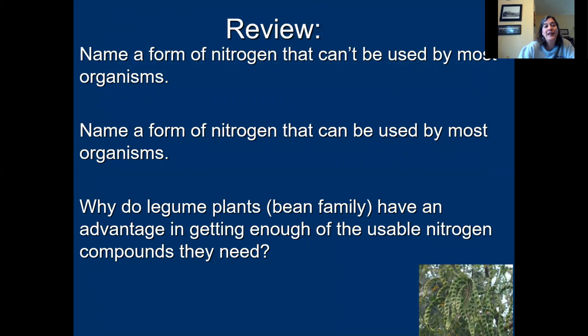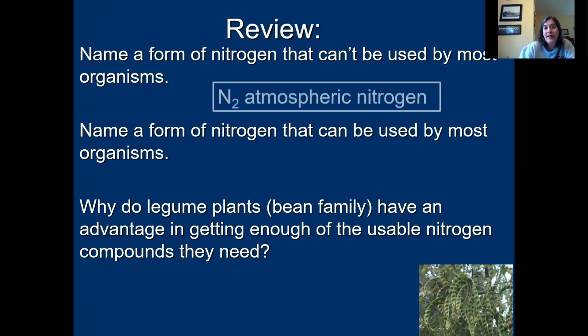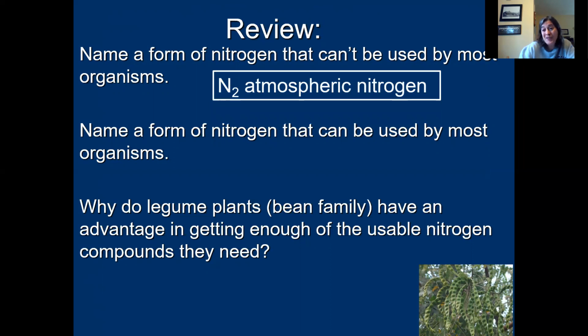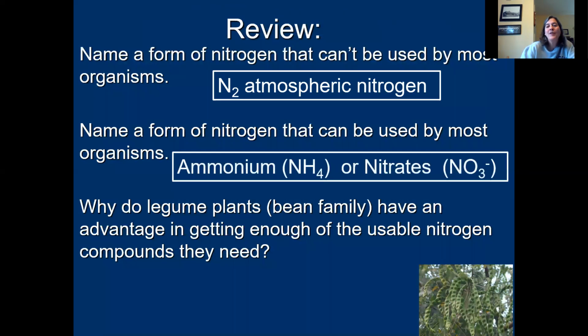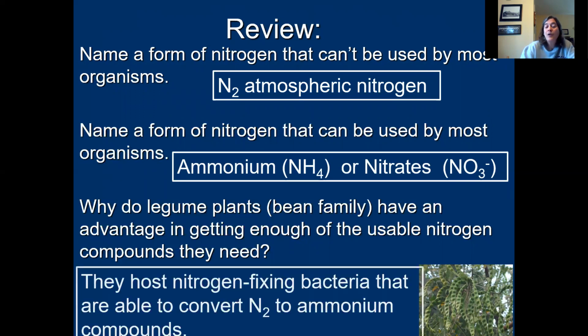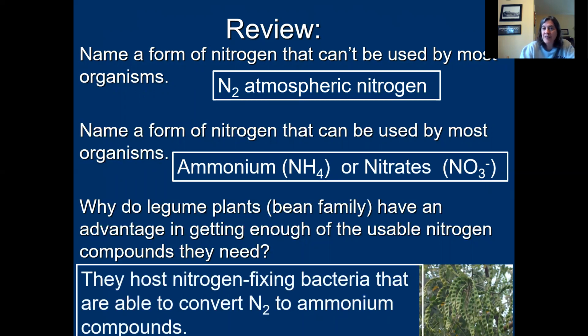So just as a review then, a form of nitrogen that can't be used by most organisms is atmospheric nitrogen, all right? We cannot use it. A form that can be used is ammonium or nitrates. So those can be uptaken by plants. And why legume plants are really good for getting that usable nitrogen is that they host the nitrogen fixing bacteria in those little root nodules. So it's really good to plant legumes in your yard if you want to replenish and put nitrogen back in your soil.